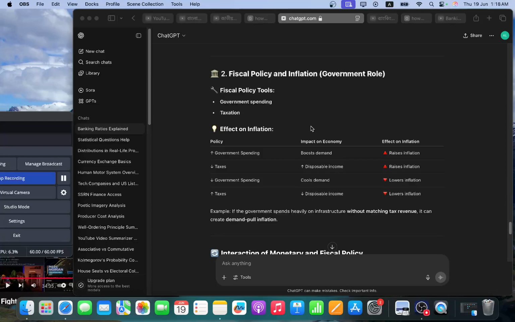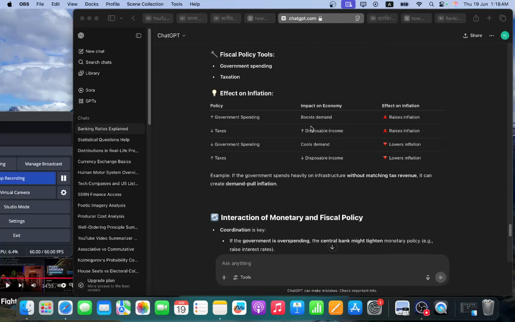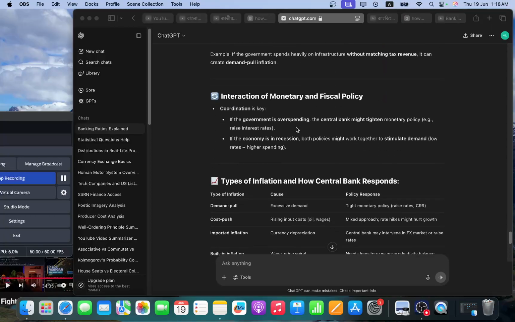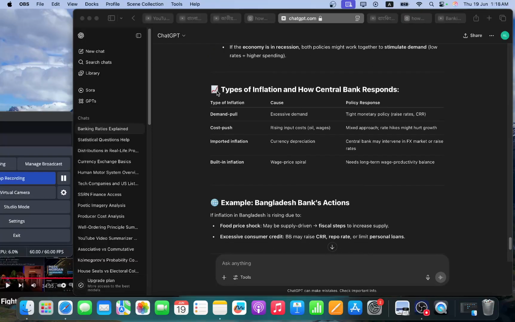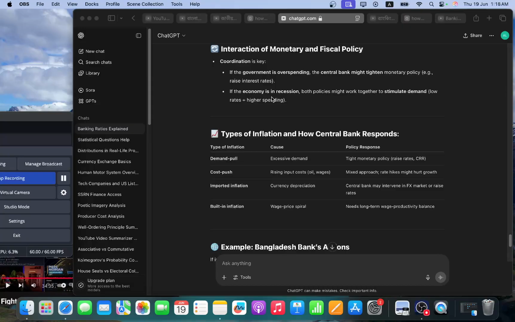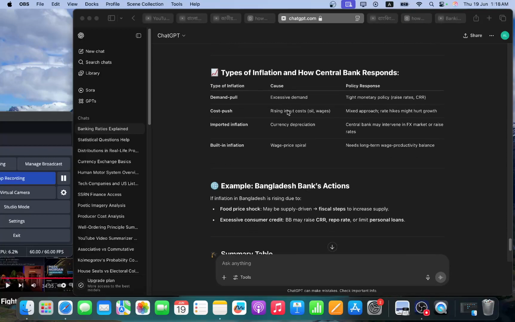Fiscal policy has to do with government spending and taxation. Government spending raises inflation, reducing taxes raises inflation. Interaction of monetary and fiscal policy: if the government is overspending, the central bank might tighten monetary policy, e.g., raise interest rates. If the economy is in recession, both policies might work together to stimulate demand: low rates plus higher spending.